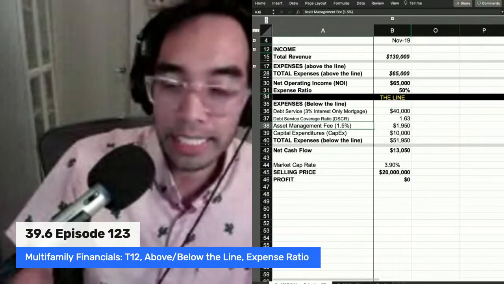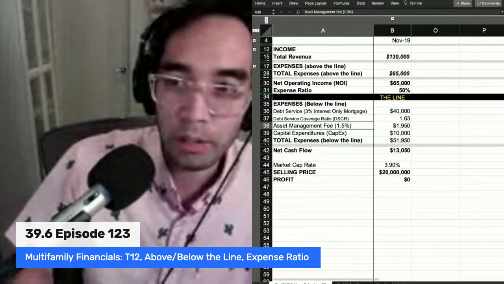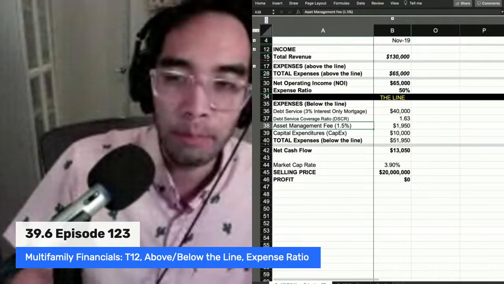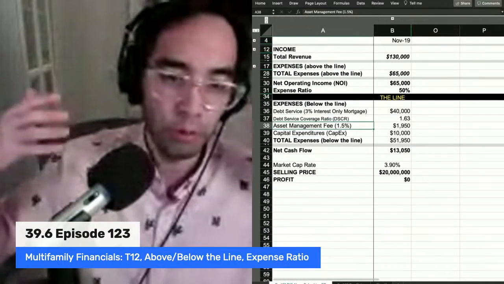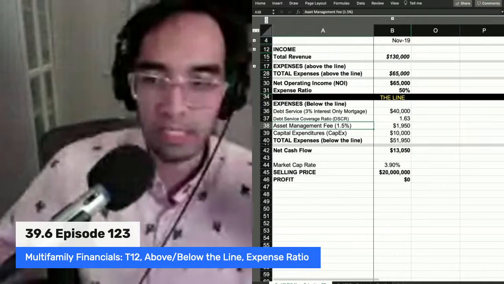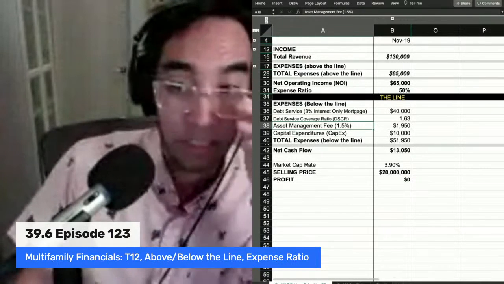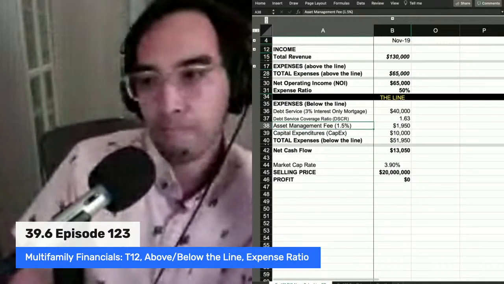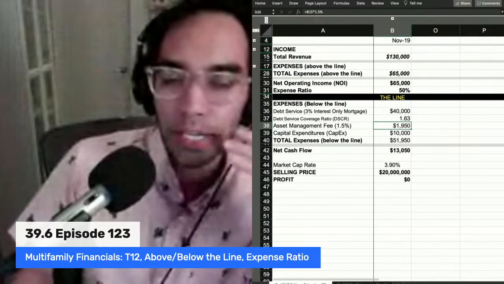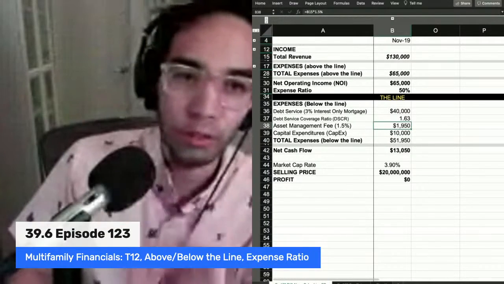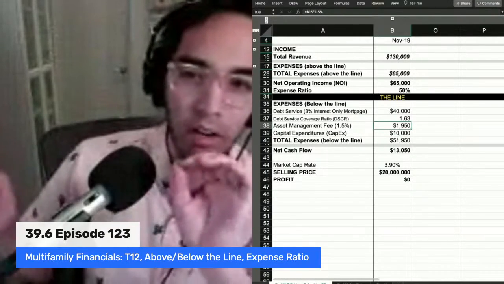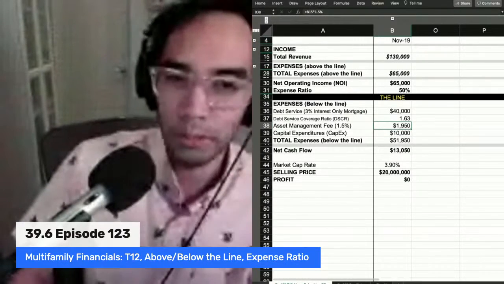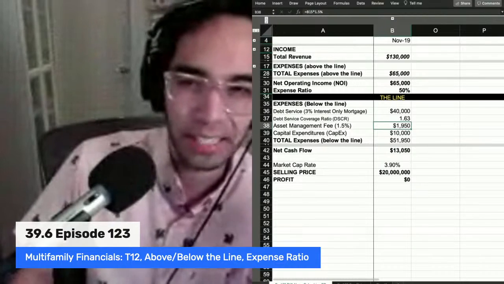Now, in a syndicated asset where there's a group of investors, there's usually an asset management fee for the sponsor to do the work of managing the asset. It's usually like 1.5%. It can depend on the size of the asset. The bigger the asset, it might be a smaller percentage. But that is not an expense to the asset itself. It's a cost to the investment, which is different, because somebody who owns the asset directly wouldn't necessarily be paying an asset management fee.